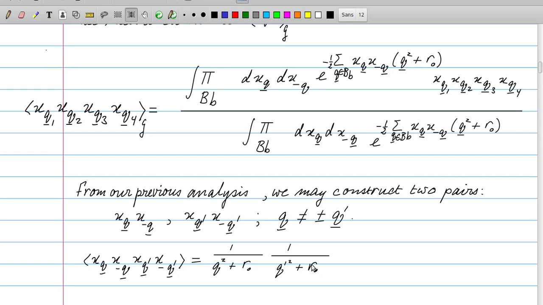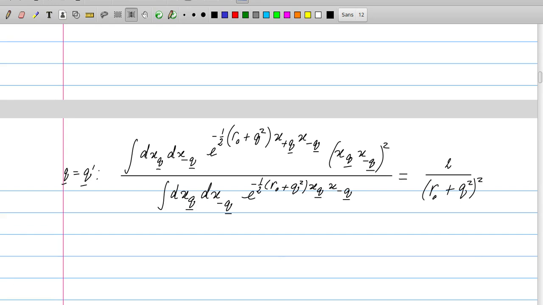And the next step is then, of course, to work out in how many ways we can find these 2 pairs. But we should also consider the case where the 2 are the same. The q is equal to the q primed. That is calculated here. So here we see again the same probability factor, Gaussian. And now we have 2 pairs where the q and the minus q are the same for both pairs. And if I calculate this integral, it can be done straightforwardly. It gives me a 2 divided by r0 plus q squared, squared.